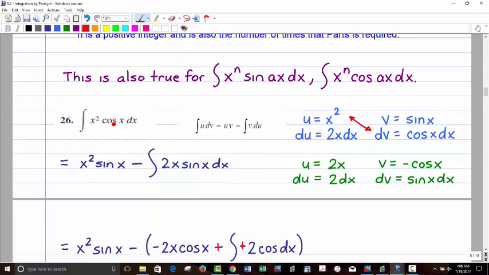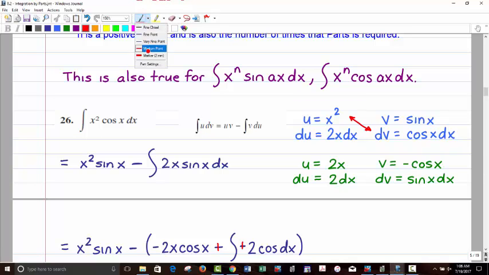Here's an x squared, so I want to repeat the integration by parts twice. I'm going to show you another method. So the u has to be the x squared, and dv will have to be cosine. Just drawing my little arrow there. Hey, look at this: multiply together, how about that? They equal what I integrated.